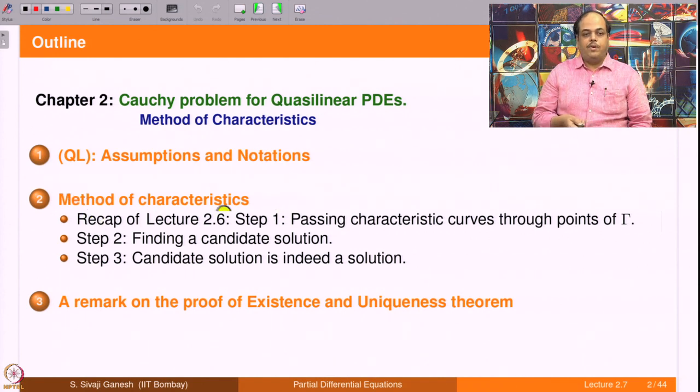A quick recap of lecture 2.6, where we completed step 1 in the method of characteristics, which is passing characteristic curves through points of gamma. Today we start elaborating on step 2, where we find a candidate solution and then show that it is indeed a solution, and then a small remark on the proof of the existence and uniqueness theorem that we are going to prove at the end of step 3.